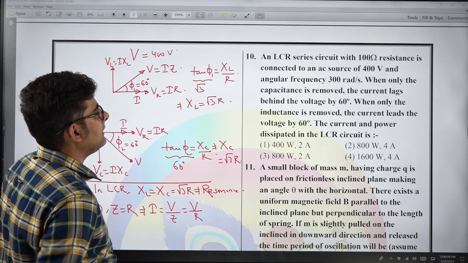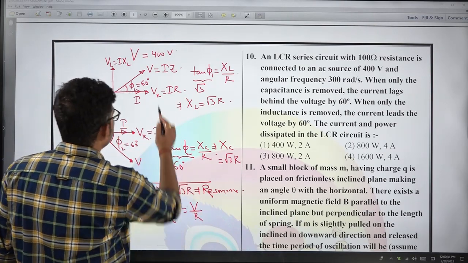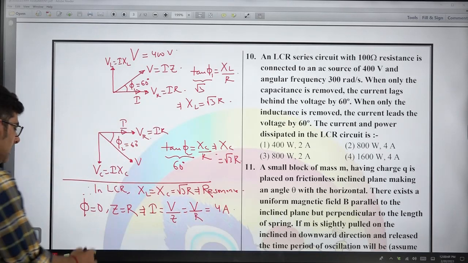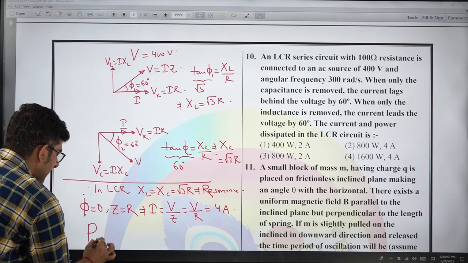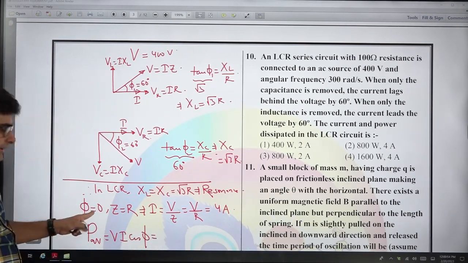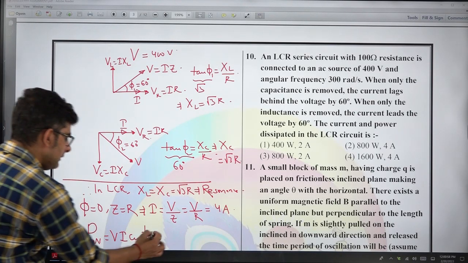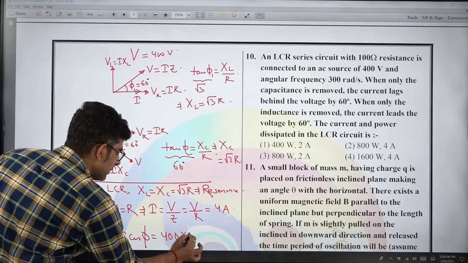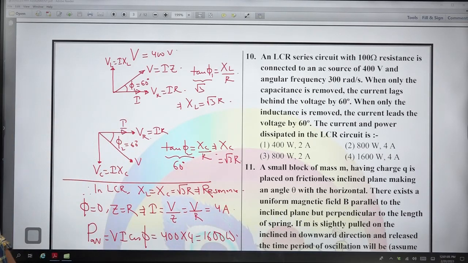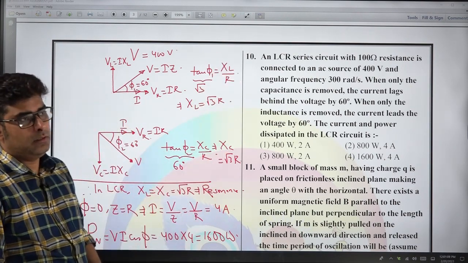What is the resistance given in the circuit? See, 100 ohm. And what is V given as? 400. So how much will it become? 4 ampere. And what is the formula for average power? Average power is V I cos phi. Phi is 0, cos phi is 1, V is 400 and I is 4. So how much will it come? 1600 watt.